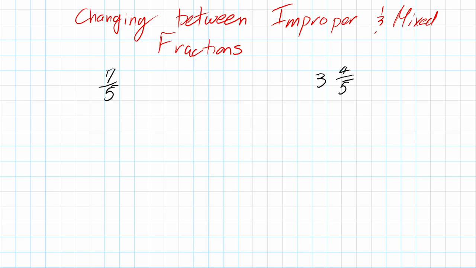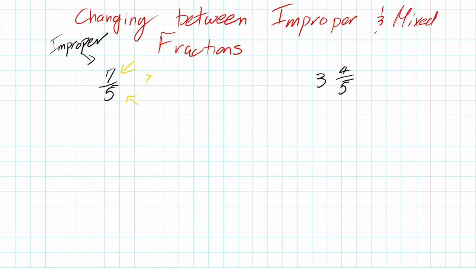So we're going to take a look at changing between these two types of fractions, okay? This one here is known as an improper fraction. The reason they call it that is just because the numerator, which is the number on top, is greater than the denominator, the one on the bottom. It's the only reason. When they're like that, there's nothing wrong with that. You can leave it like that.